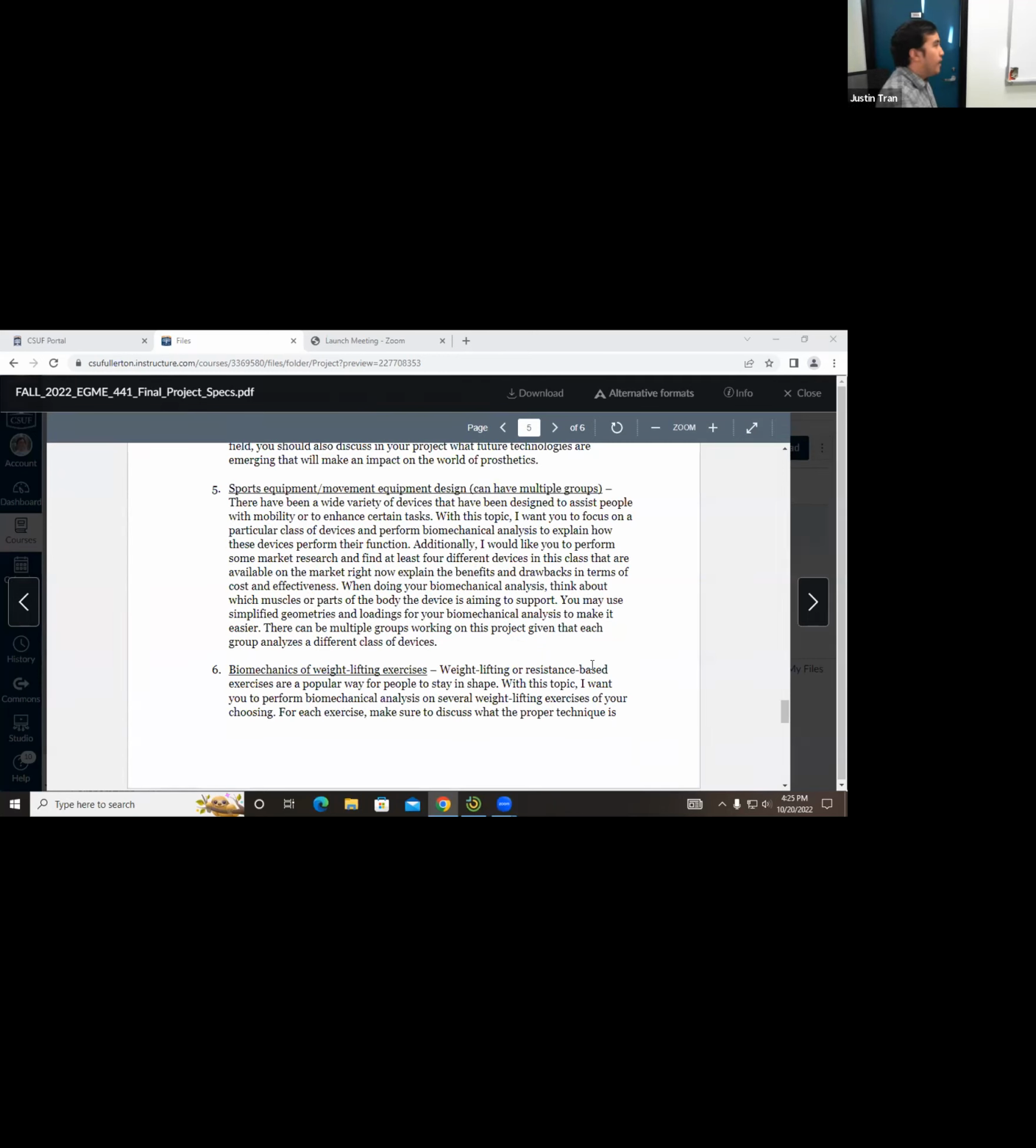All right, topic 5 here would be sports equipment or any sports movement assisting device. I kind of lump it all together. And so things like wheelchairs, crutches, stabilizing pieces of equipment. Any kind of device that's used to either augment or enhance physical capabilities that you might wear. Exoskeletons would be part of this too. You can research that as part of topic 5.